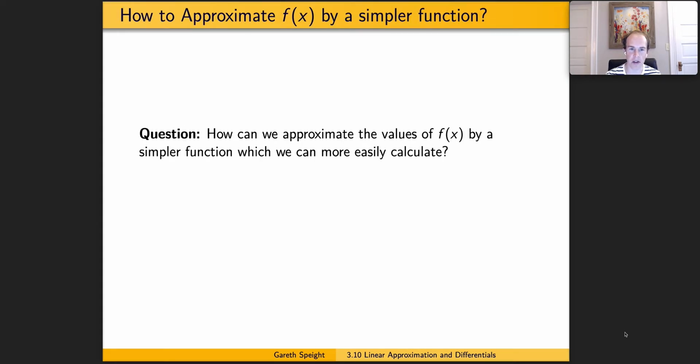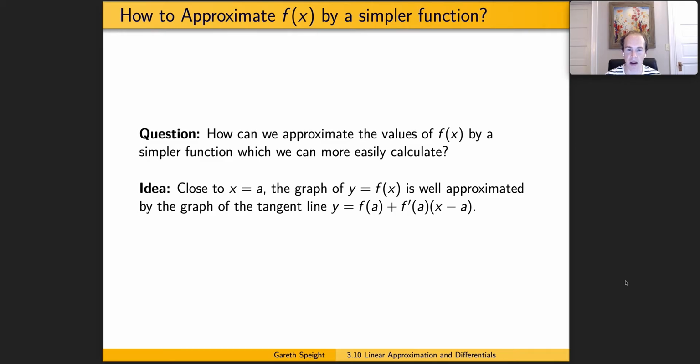So here is the question we just said. How do we approximate a function f of x by something simpler that we can actually compute? And the idea is that if we're close to a number x equals a, the graph of a function y equals f of x is well approximated by the graph of the tangent line, right? Remember, at a, the tangent line is the line that passes through the curve at a and has the same slope. So at the point, if you zoom in, they're pretty close together.